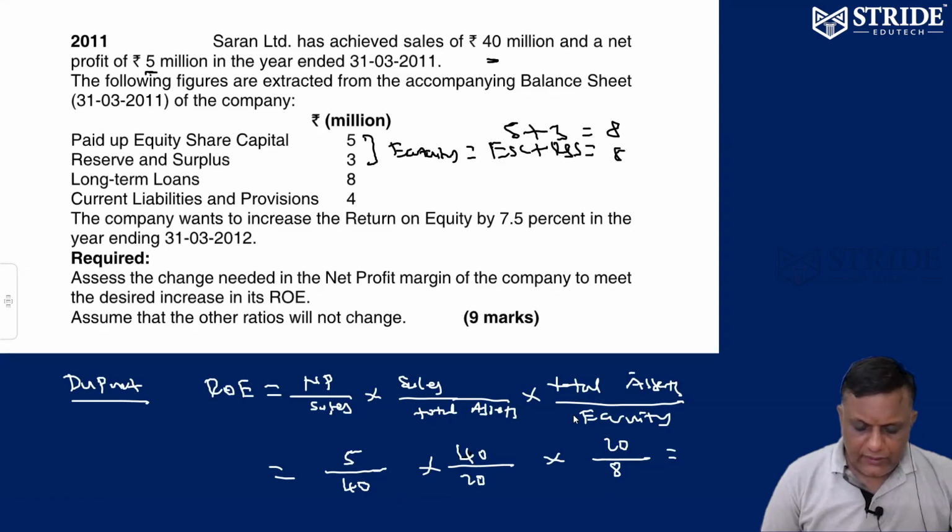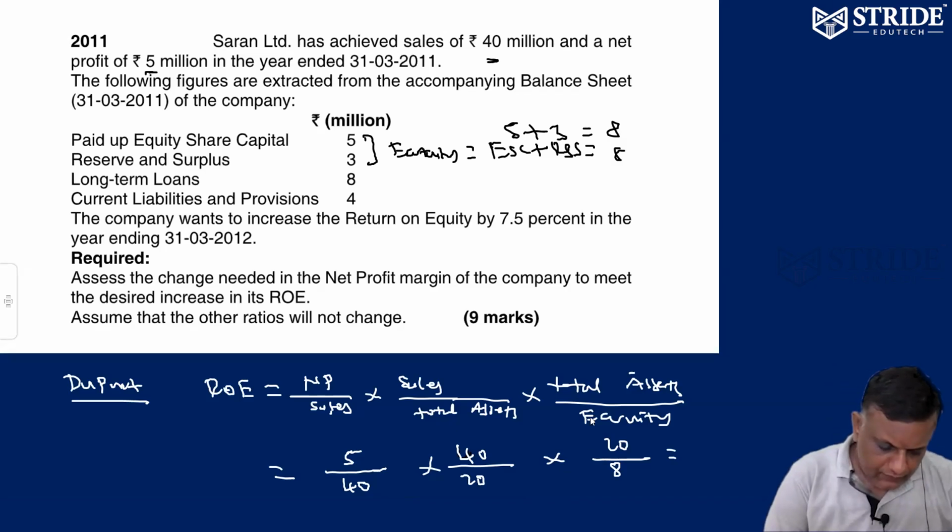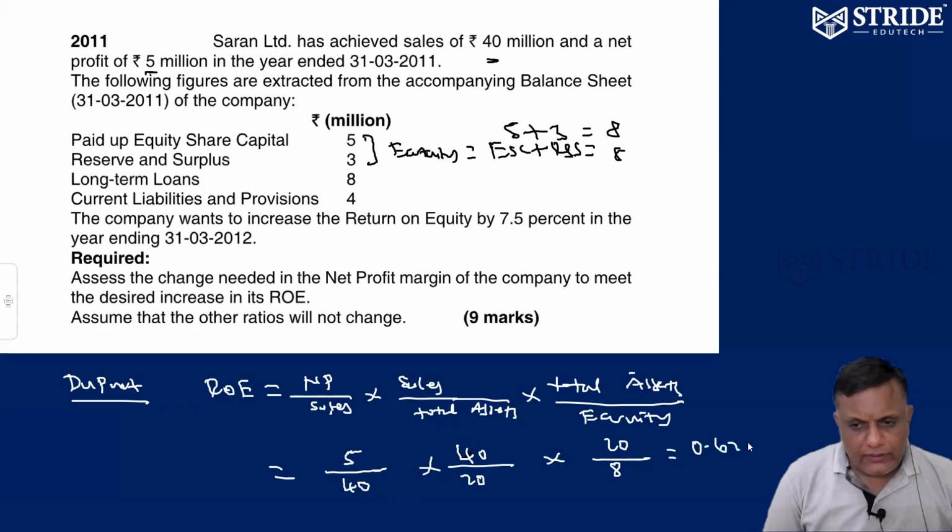Everything is given clearly. Please check it out. What is ROE? Please find ROE. So 5 by 40 into 40 by 20 into 20 by 8. That is equivalent to 0.625. Can you convert it in terms of percentage? Yes. So ROE is equal to 0.625 into 100.